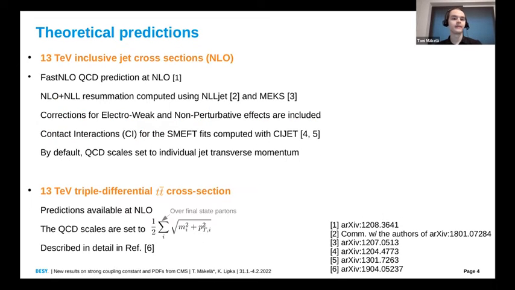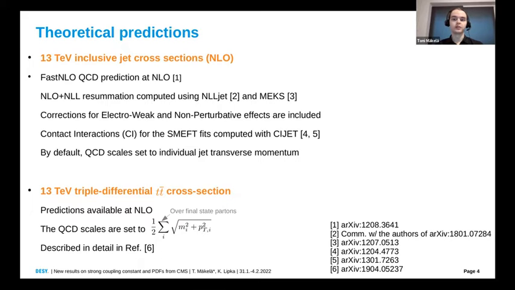For the theoretical predictions, first of all, we do an analysis at NLO, where we have fastNLO QCD predictions. This will be improved to NLO plus NLL. The references to NLLJet and MAKS are given there at the bottom of the page. We will also include electroweak and non-perturbative effects via K factors. The contact interaction contribution at the very end will be computed with CIJET. This will be used in a standard model effective field theory analysis.